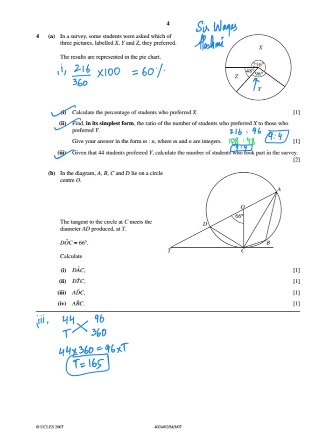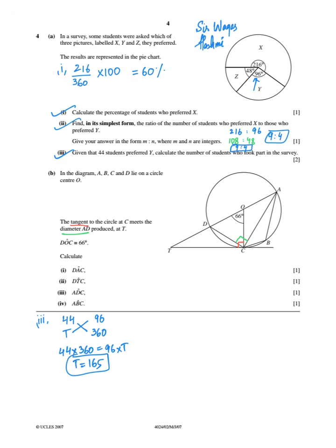It is from circle properties. The tangent to the circle at C meets the diameter AD. Now firstly, the tangent is perpendicular to the radius, so this angle is 90 degrees, right? Also it says diameter AD, and we know with the property of a diameter that this angle is 90 degrees. All right, so I have highlighted those two properties here.